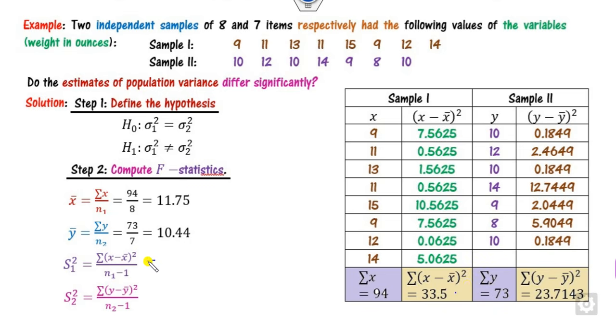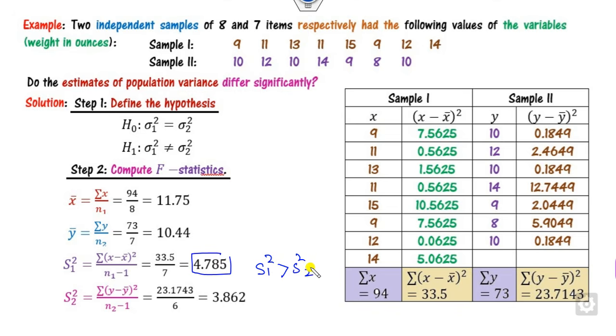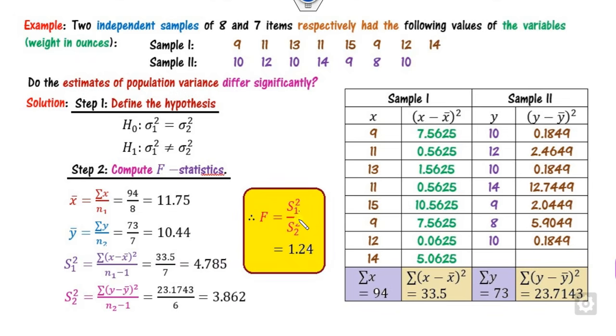I can substitute this value here. This is 33.5 over n minus 1. How many elements are there? This is 8, so 8 minus 1, 7. And similarly from here, 23.7143 over, how many elements are there? 7, so 6. Again, we can see S1 square is greater than S2 square. Therefore F is S1 upon S2, which comes to be here.